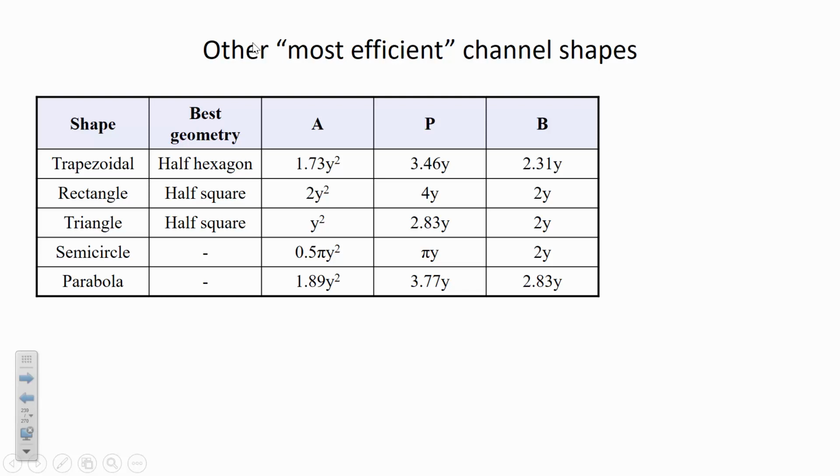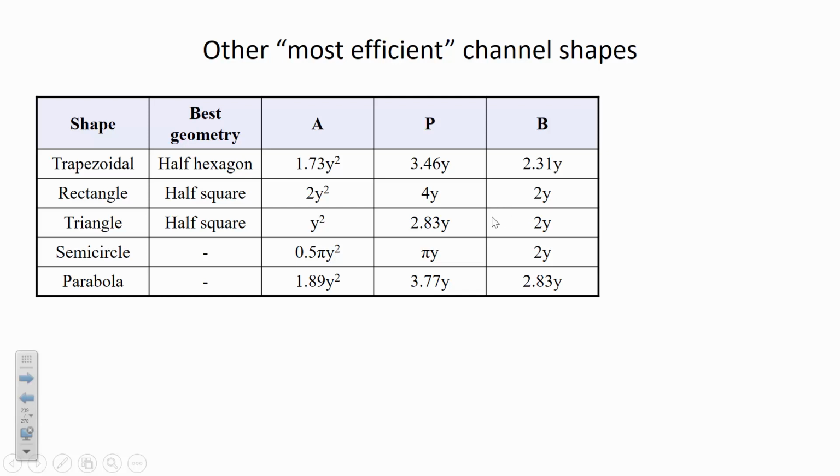The other shapes that are most hydraulically efficient are also known. The example that we just looked at with Excel was rectangular. Let's see if we optimize, if we could squeeze a little bit more flow rate out by changing the area and the wetted perimeter. So the cross-sectional area of a half square is going to be 2 times y squared. The wetted perimeter is going to be 4 times y. And then b, meaning the top width, is 2 times y.